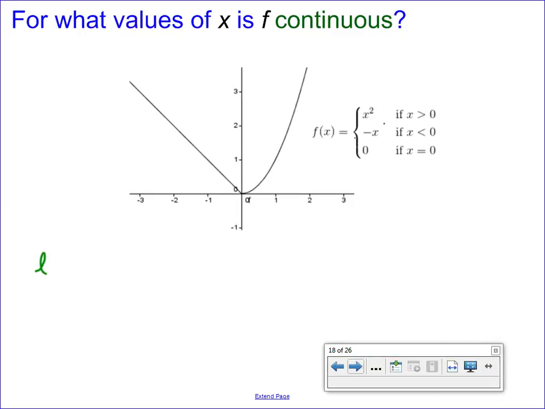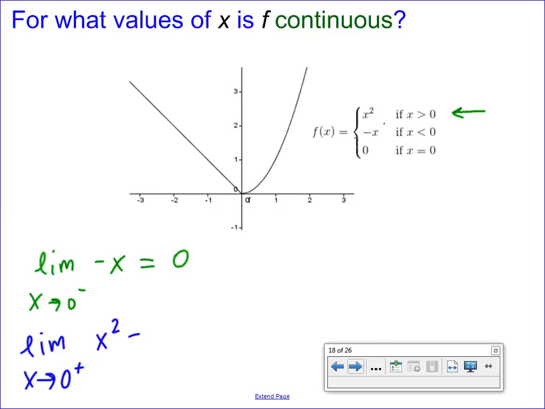So I'll consider the left-hand limit algebraically. If I didn't have the picture, as x approaches 0 from the left, I'd use which definition? Top, middle, or bottom? Tyler? Middle. As x approaches 0 from the left, I'm using the middle, and I'm using negative x. I'm evaluating my left-hand limit, and I'm getting 0. Right-hand limit. If I didn't have the picture, x approaches 0 from the right-hand side, which function definition? Top, middle, or bottom? Brendan? Top. As x goes to 0, x squared goes to 0.